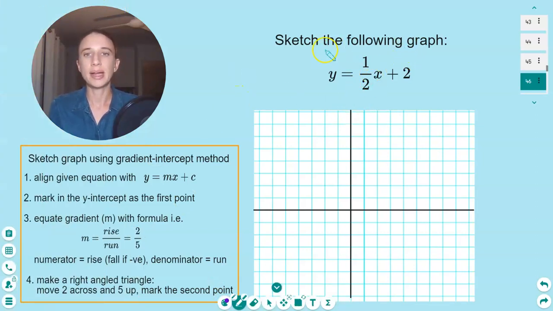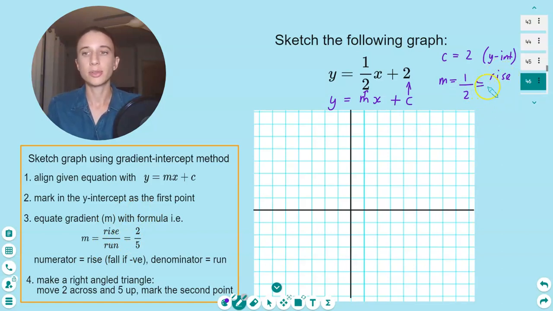Now, following our method before, we're sketching this graph. The first step is to line it up with that general form of a linear equation, y equals mx plus c, and you can see c is 2, the y-intercept. m, the gradient, is 1 on 2. And we also know that the gradient formula is rise over run. So I may as well just write that in now.